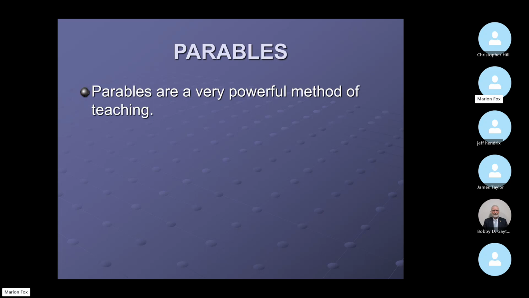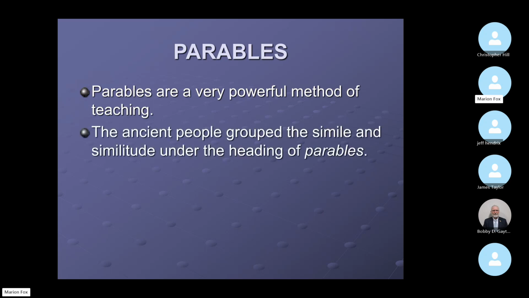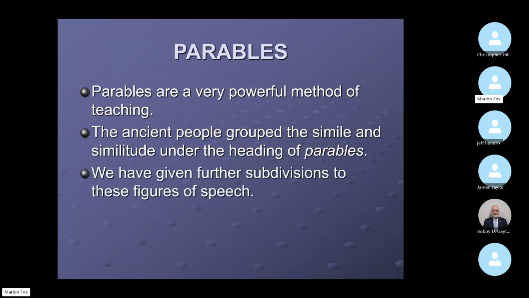I think they're a very powerful method of teaching. They have a lot of big advantages in the teaching process. The ancient people, and we're talking about people of biblical times, grouped the similitude under the heading of parables. So they grouped that under that heading of the word they used. We get the word parable from the Greek word, and once we look at the Greek word and see what it means, we'll see why they did this.